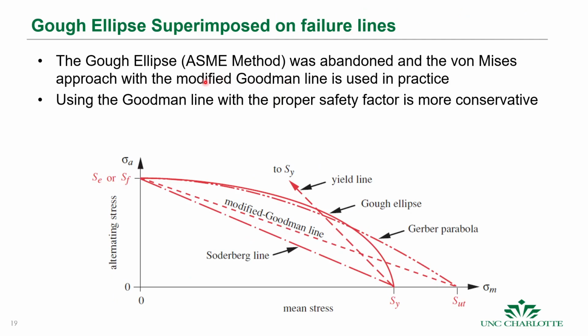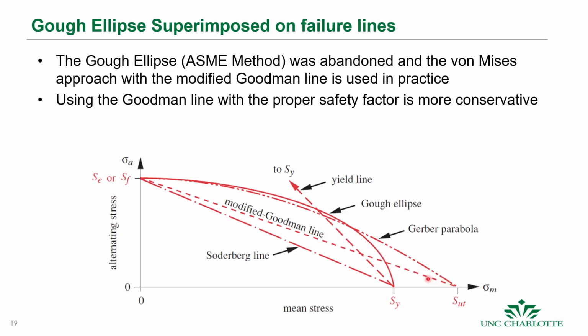If we look at the ASME method or the Gao ellipse and we superimpose it on our other fatigue failure criteria, this is what it looks like. We have the Soderberg line, which we didn't cover in this class because we don't use it, but it is one of the fatigue life methods. And then we have the Gao ellipse, it's this guy here. We have the Gerber parabola, and if you remember, that's kind of what fit the average spread of the fatigue life data. And then we have our modified Goodman line here.